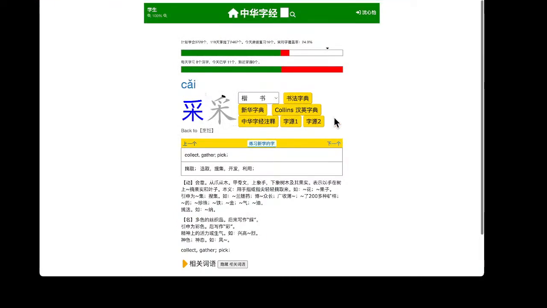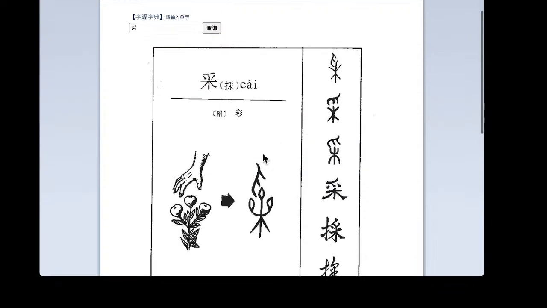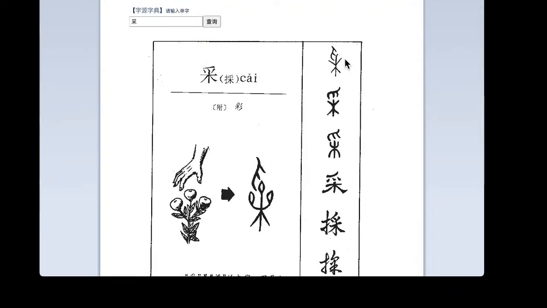Now next one, 采. Now 采 means collect or gather or pick. Okay, so this is also very easy to make sense of because the character literally looks like a hand. It's a picture of a hand picking something off a tree. Okay, so of course it's picking fruits off the tree, right? So that's collect, that's pick, that's gather.